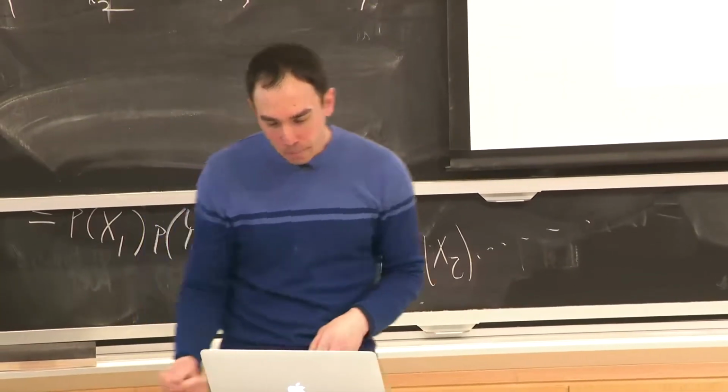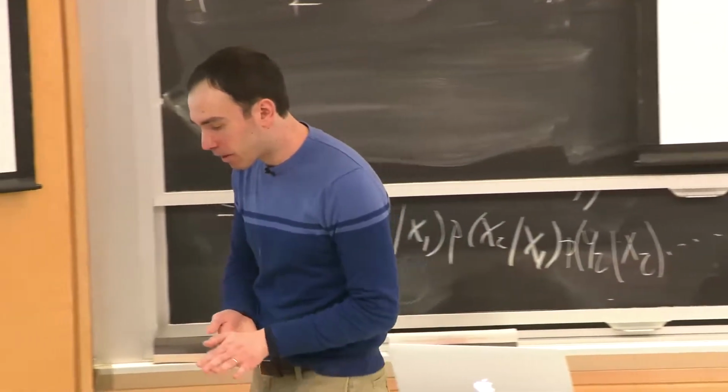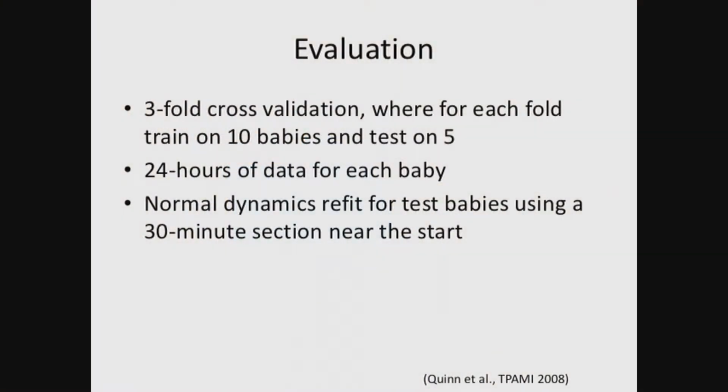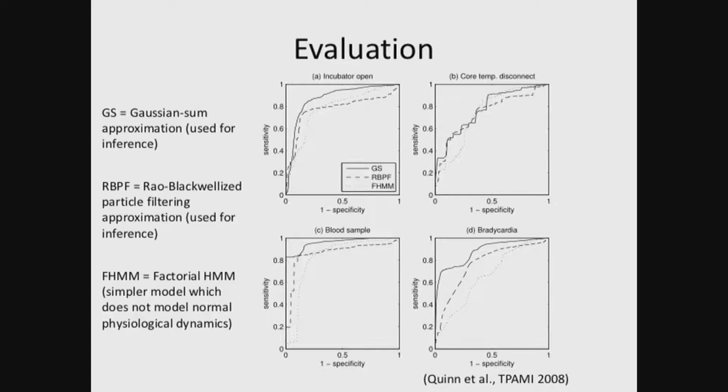So in this paper, their evaluation did a little bit of fine-tuning for each baby. In particular, they assumed that the first 30 minutes near the start consists of normal dynamics, so there are no artifacts. That's, of course, a big assumption, but they used that to fine-tune the dynamic model for each baby for themselves. And then they looked at the ability to try to identify artifactual processes.